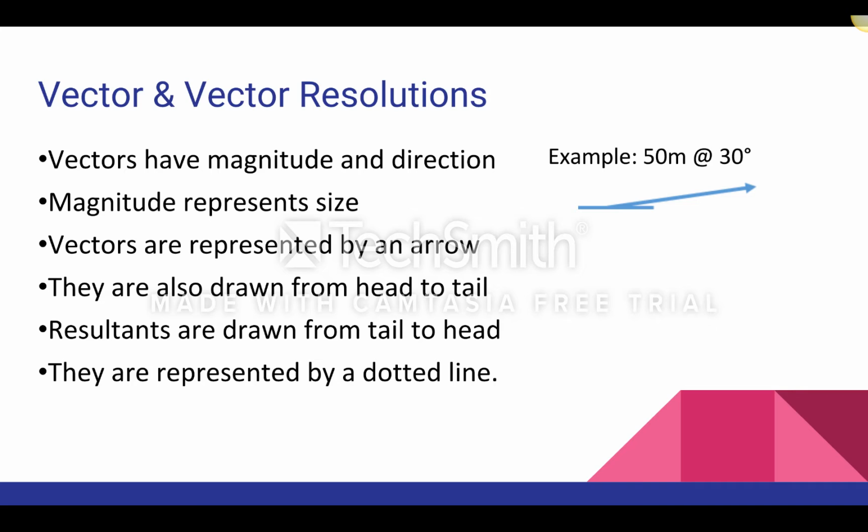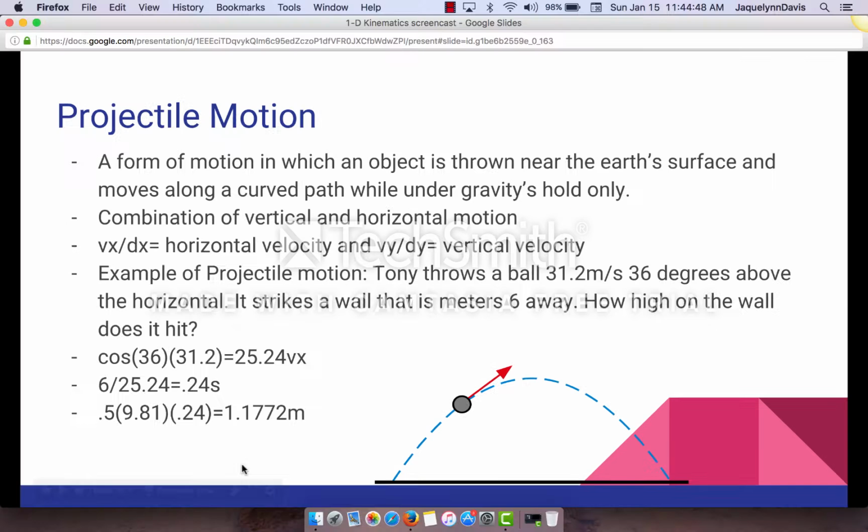Vectors and vector resolutions. Vectors have magnitude and direction. Magnitude represents size. Vectors are represented by an arrow. They are also drawn from head to tail. Resultants are drawn from tail to head. They are represented by a dotted line. In the example, it shows a vector that is 50 meters at 30 degrees. This has been scaled down to where it can fit.